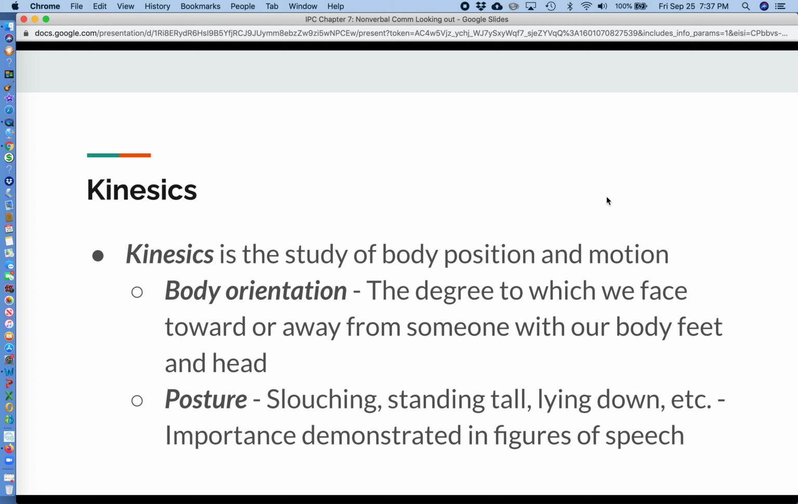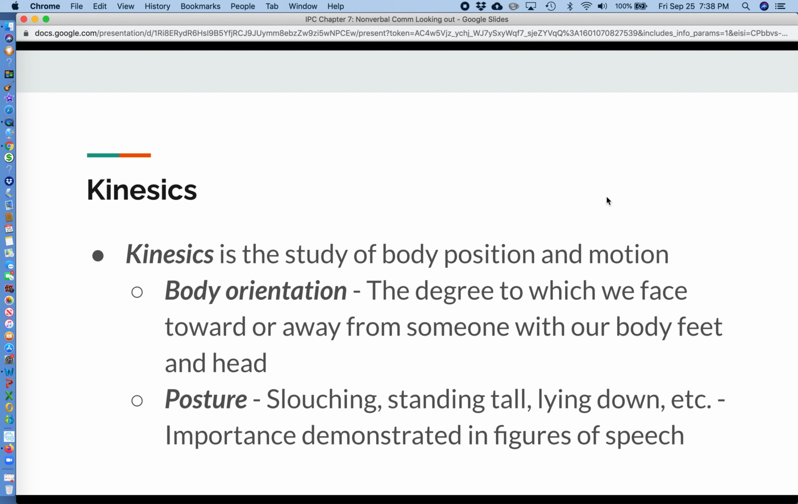And posture, of course, you already know, right? Posture is something that you've probably been talked to about your whole life, right? It's important to have good posture. So posture is all about slouching, standing tall, laying down, etc., right? It's all about the different ways that you hold yourself.